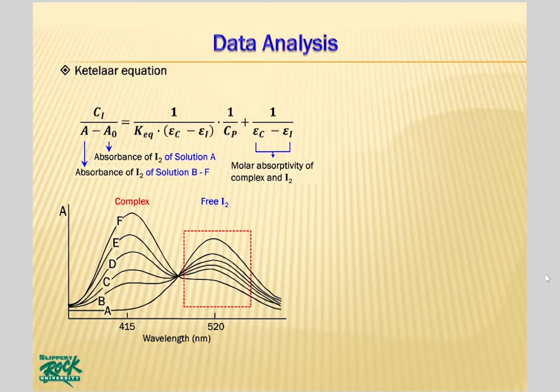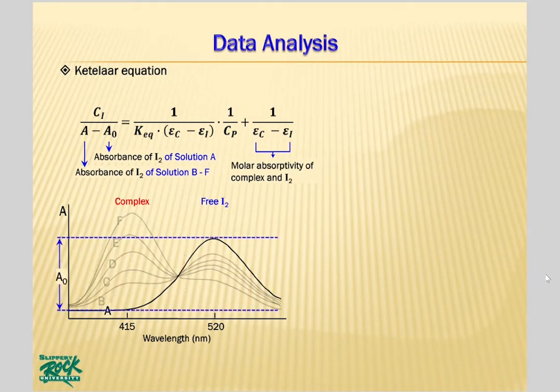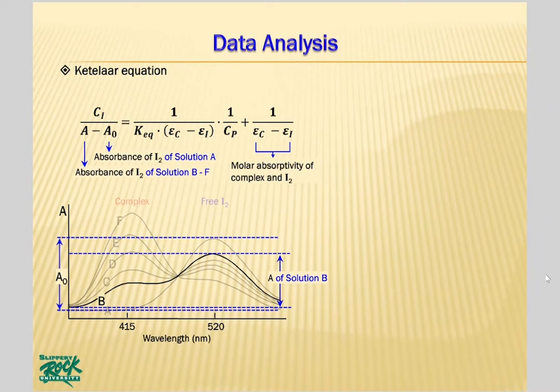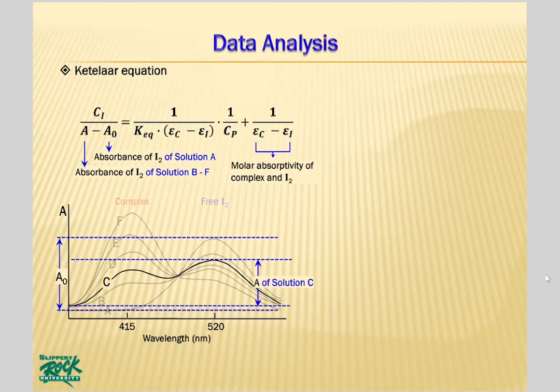Like I said just before, the absorbance of solution A at 520 nanometers is denoted by capital A0. The absorbance of solution B at 520 nanometers is denoted by capital A, implying the absorbance of free iodine of solution B, and the absorbance of solution C at 520 nanometers is also denoted by capital A, implying the absorbance of free iodine of solution C. Same procedure should also be applied to solutions D, E, and F.